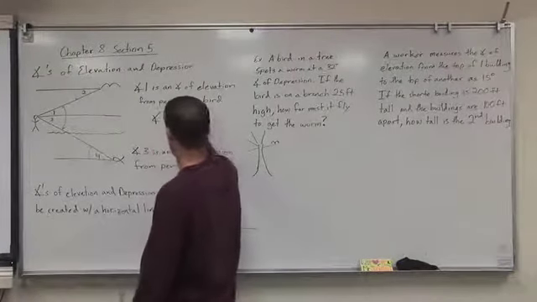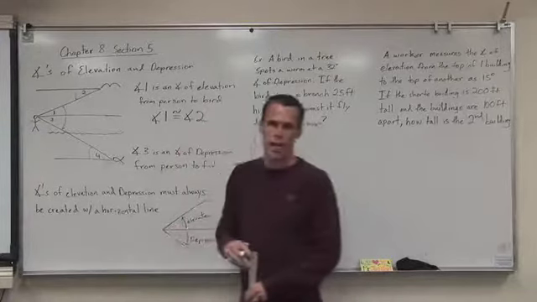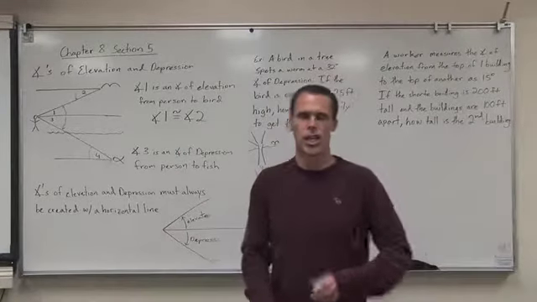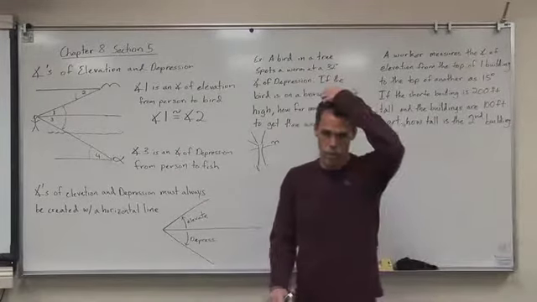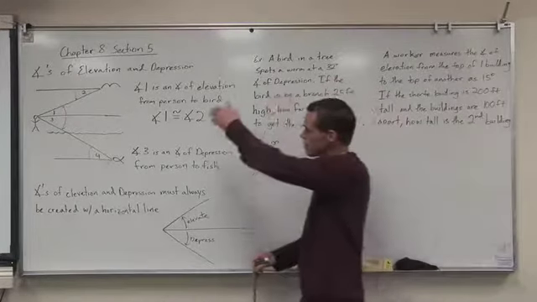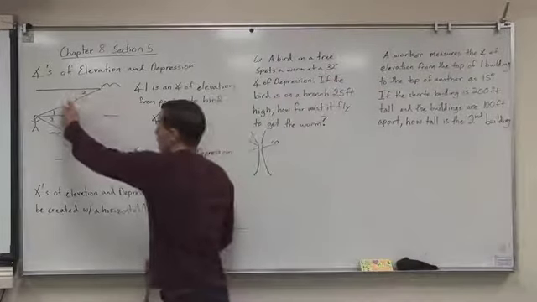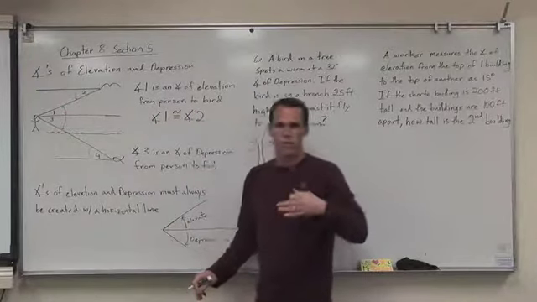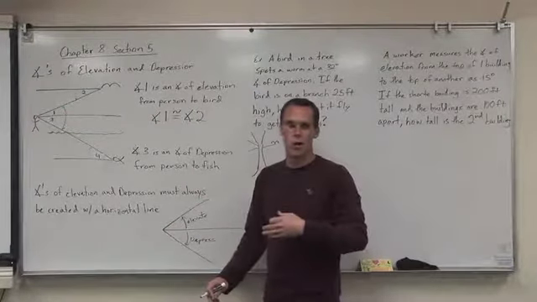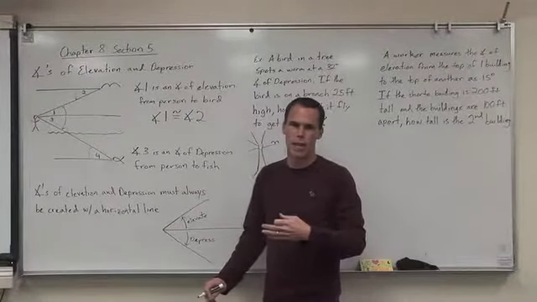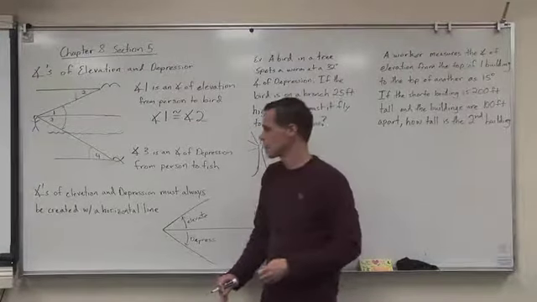It is true that in this picture, angle 1 and angle 2 are congruent because they are alternate interior angles created by two horizontal lines. So, an angle of elevation from A to B is always congruent to the angle of depression from B to A.